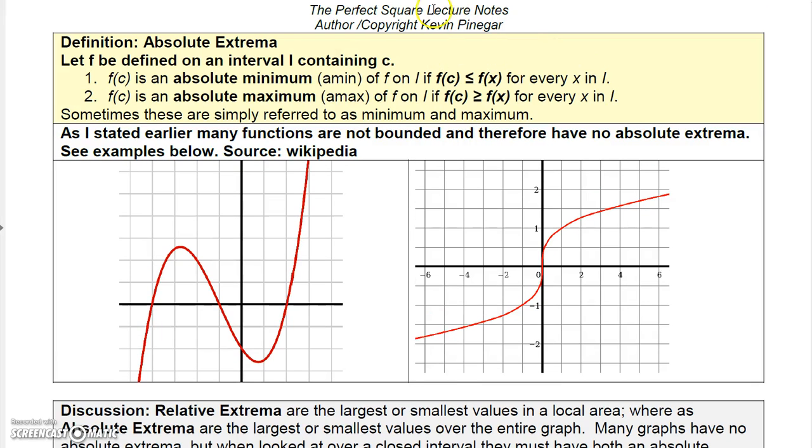Okay, let's talk about absolute extrema. Not one of my favorite topics, but we need to talk about it. Let f be defined on an interval I containing c.